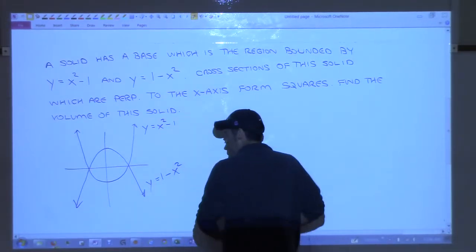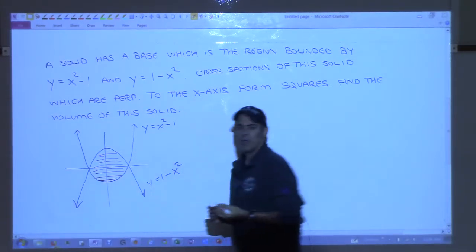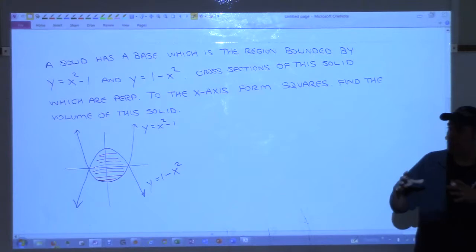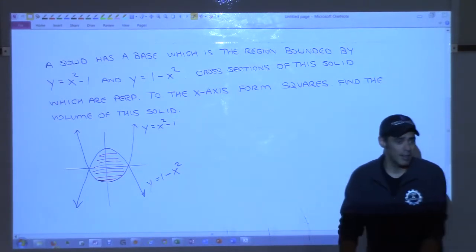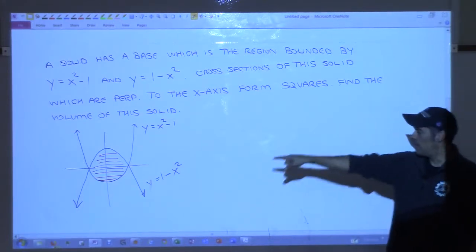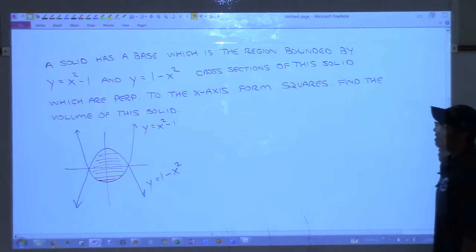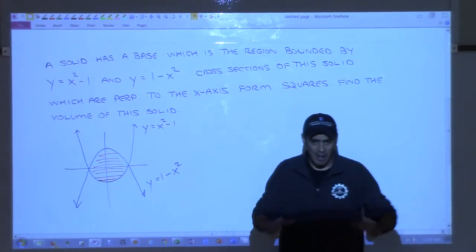Okay, so the region right there between those two is what the base of this solid looks like on the ground. If I were to set it down, that's what it would look like on the ground. Make sense?